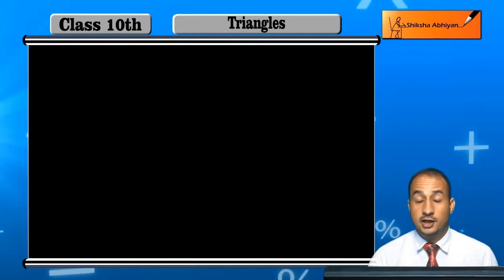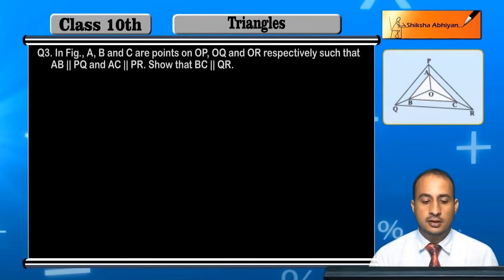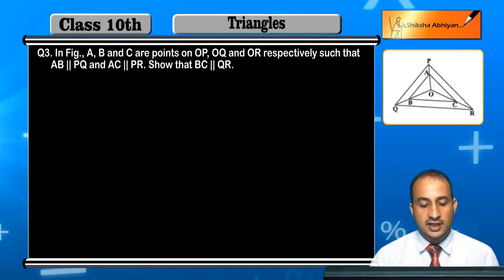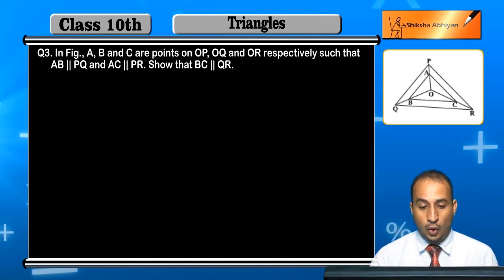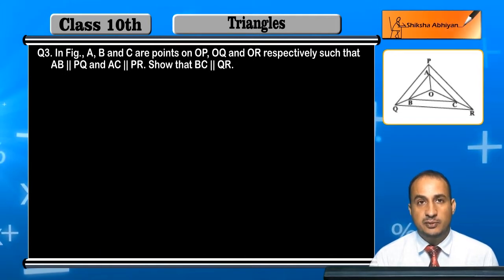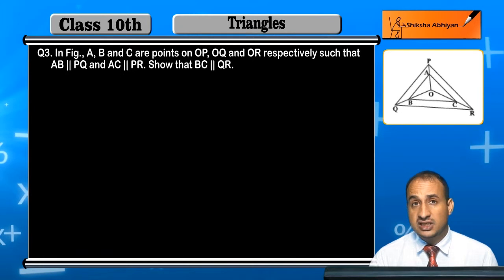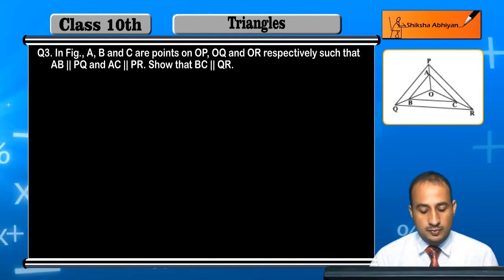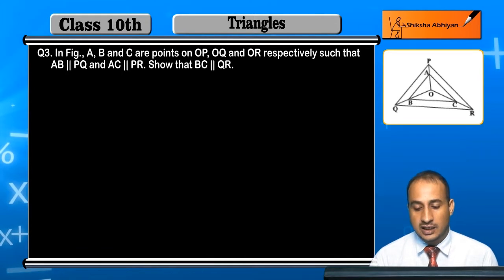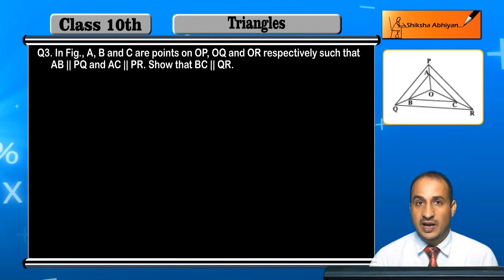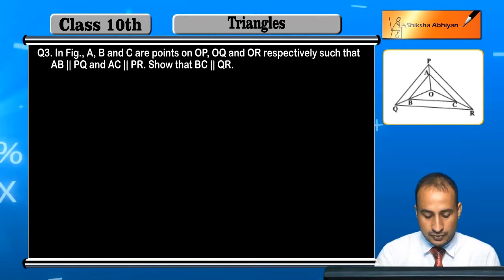Now students, see the third question of the exercise. The question is: in the figure, as you can see, A, B and C are points on sides OP, OQ and QR respectively, such that AB is parallel to PQ and AC is parallel to PR. Then show that BC is parallel to QR. You have to show this. See how I can show it.